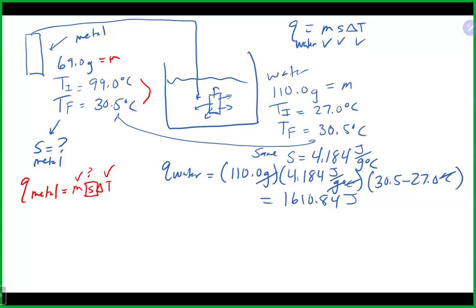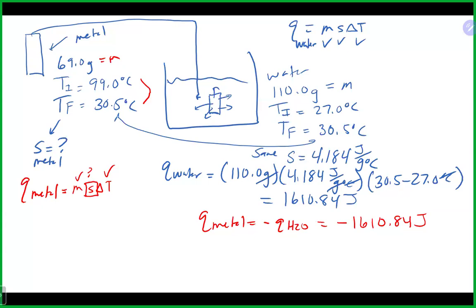And we could use that relationship of Q of the metal will equal negative Q of the water. So our Q of the metal will be negative 1610.84 joules because it should have lost the exact amount of energy that the water gained. Why is the negative important here? Because for the metal, it is exothermic, right? And for the water, it's endothermic, which is why we ended up with a positive value for Q. And for the metal here, we end up with a negative value because it's exothermic and releasing that energy.